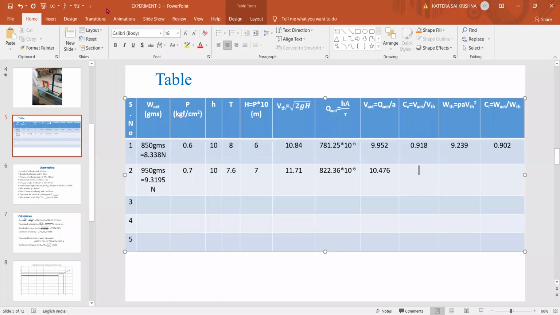So CV is equal to V actual by V theoretical. V actual value is 10.476 divided by 11.7. 0.8946, sir. One more digit. 4, sir. Okay, thank you. Next.